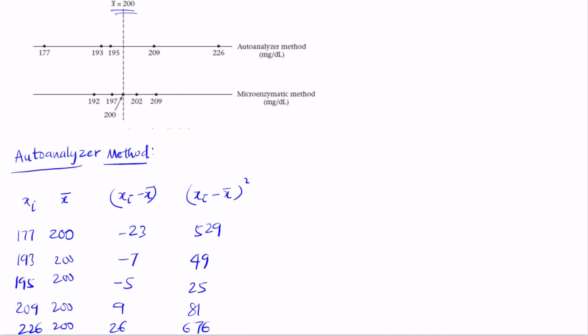Now again, add all of these values, that gives you the value of sigma xi minus x bar square. So you have 529 plus 49 plus 25 plus 81 plus 676. That gives you a final answer of 1360. Now we want to calculate the standard deviation.